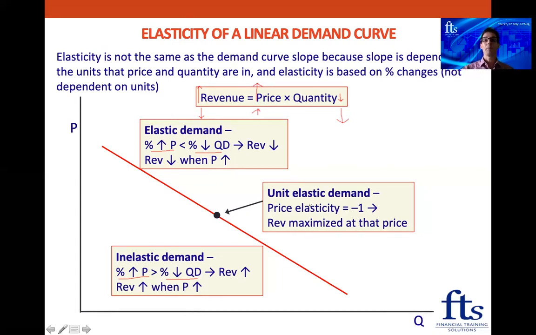So when we have unit elastic demand, so unity means 1, that means our price elasticity is -1. So minus because, remember from the previous slide, we have this negative relationship between price and quantity. So higher price means lower quantity.